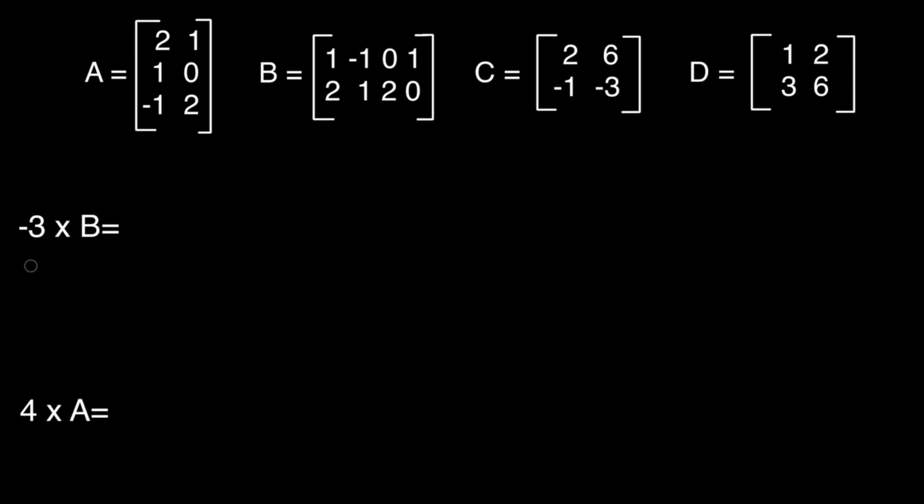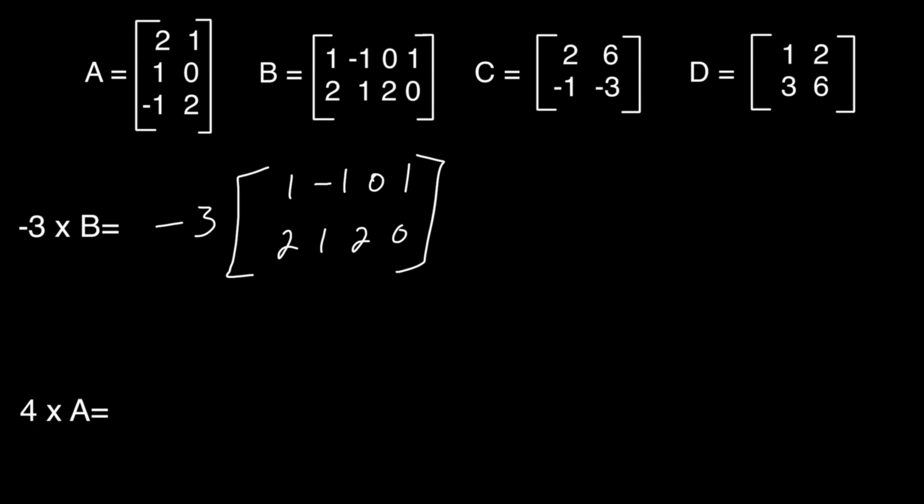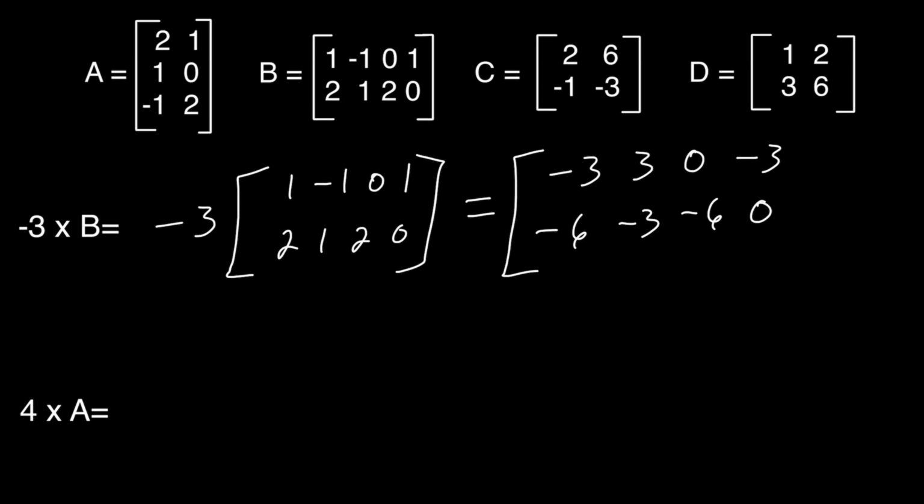So over here we have negative 3 times b. All right, so how would we do that? We write in our number, negative 3, and then b: 0, 1, 2, 1, 2, 0. And just like you might think, this negative 3 is multiplied to every number in here. And so the final result will be negative 3, 3, 0, negative 3, negative 6, negative 3, negative 6, and 0.